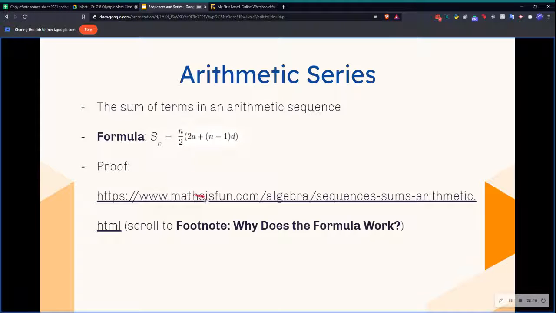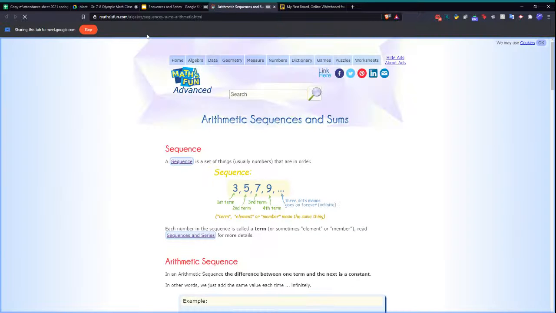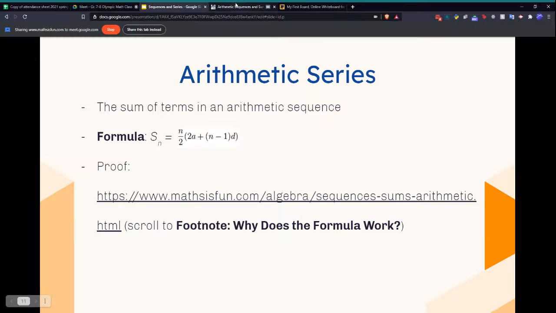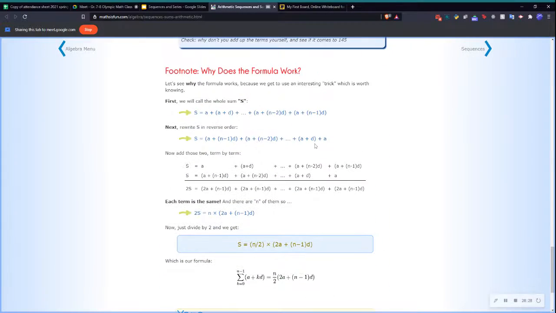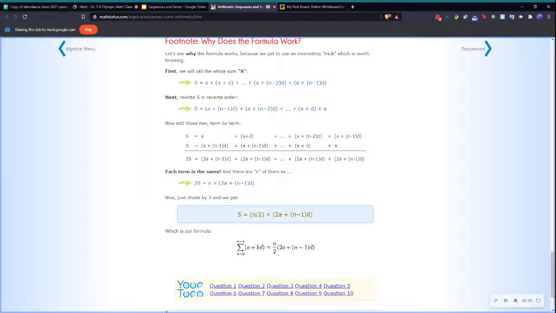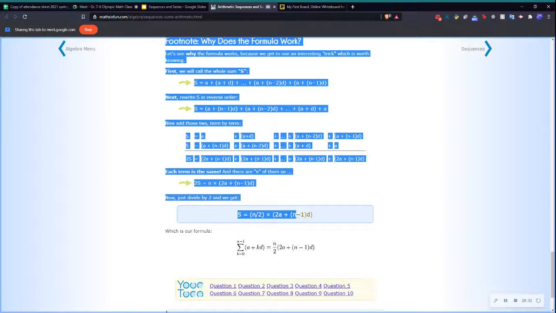And let's also look at a proof of how this formula came to be. It's good to know where our formulas came from. So let's look at what's over here. You share this new tab. So scroll to why does this formula work? Right. So this is where your proof is. So this part.